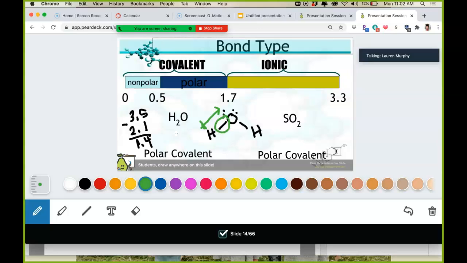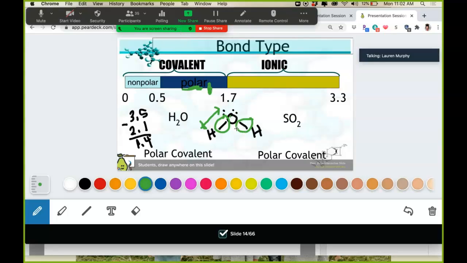So this bond, right, 1.4 falls like right here in my polar region. So this bond is a polar covalent bond. So this is the same exact bond, oxygen and hydrogen. So this bond is also a polar covalent bond.